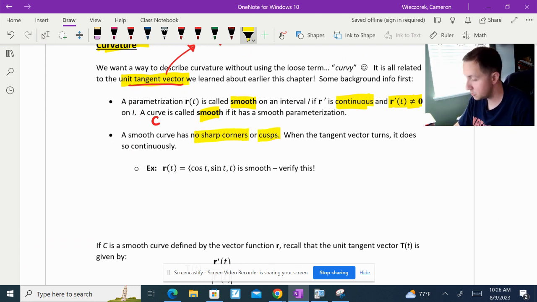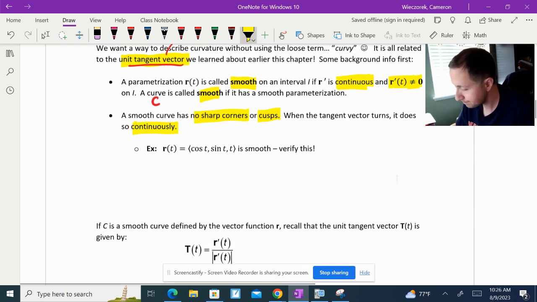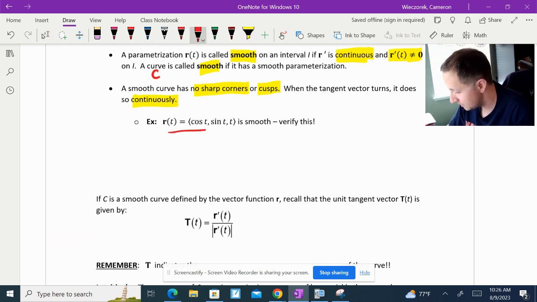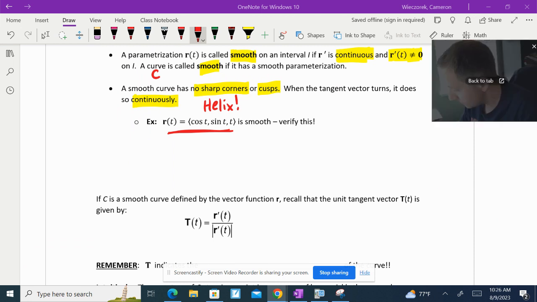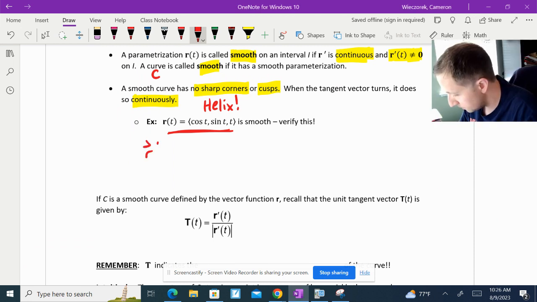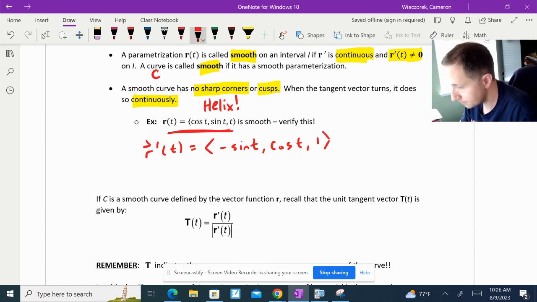So when the tangent vector is turning, it does so continuously. Real basic example, something we've looked at quite a bit already, was our famous helix. The helix is an example of a smooth curve. Let's verify that. So we need to check that the derivative has continuous components. So let me do that. So r prime of t, this is our tangent vector, would be negative sine t, cosine t, 1. Clearly each of those components, I'm just going to put a little note off to the side here, continuous component functions.